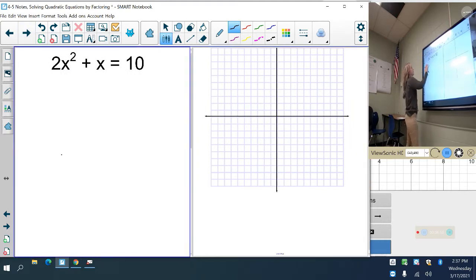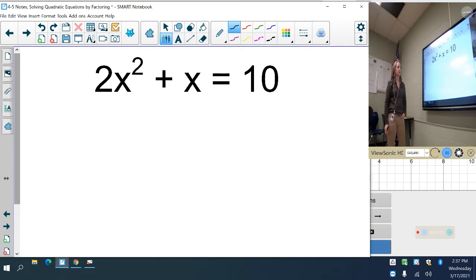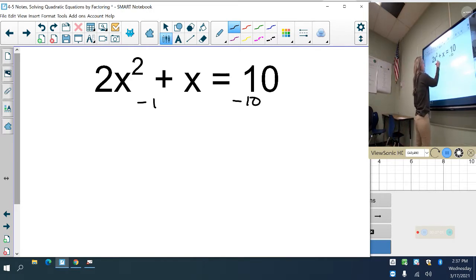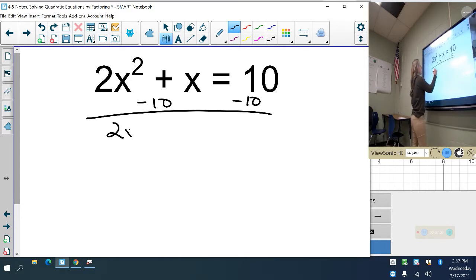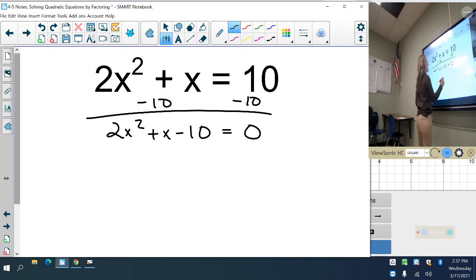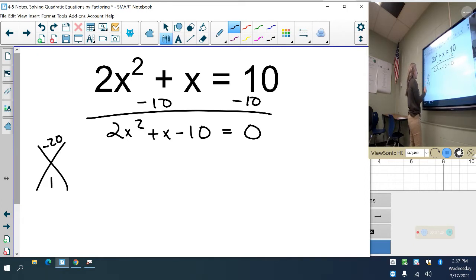All right, so here we are. Let's go ahead and do this. First things first, let's find the x-intercepts. So I'm going to subtract 10 from both sides. So I have 2x squared plus x minus 10 equals 0. No greatest common factor, no negative out in front. 2 times negative 10 is negative 20. That adds up to 1.